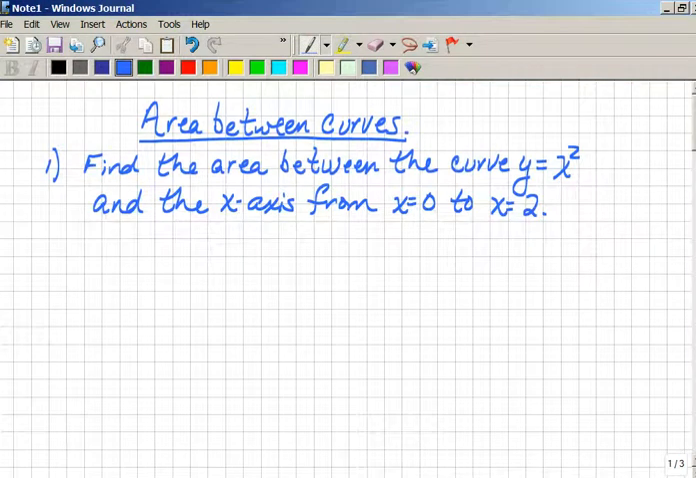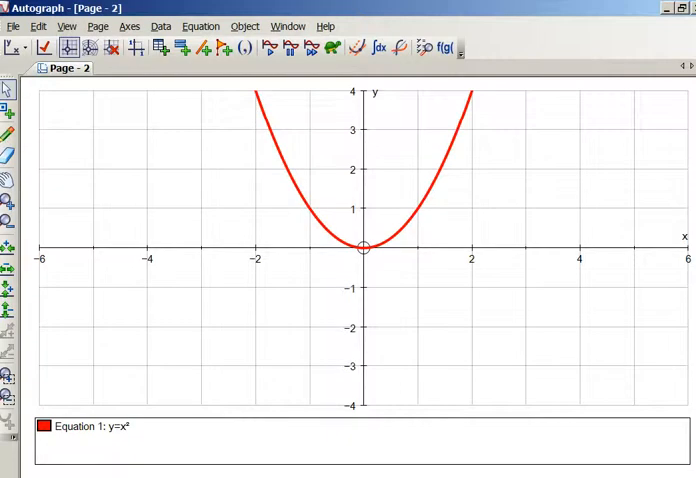Our first goal is to review area between curves. So we'll start with a pretty simple problem: find the area between the curve y equals x squared and the x-axis from x equals 0 to x equals 2. Now, what does that mean? Well, let's graph it. Y equals x squared.